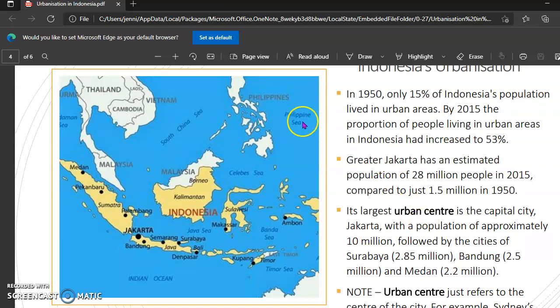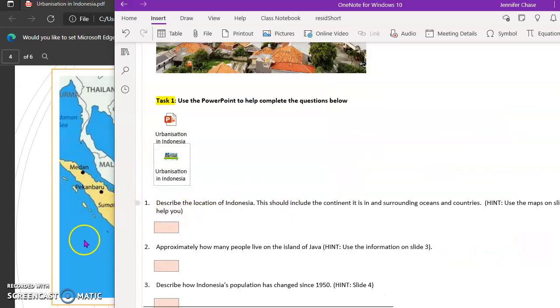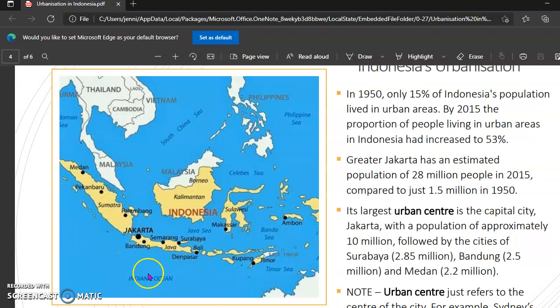So here, guys, again, this is a map that hones in a little bit more on Indonesia. On this map, it's in the yellow. So again, you could add more details to number 1, describing the location. You could say that it is surrounded by ocean, such as the Indian Ocean and the Java Sea. That would be really good to do. If you wanted, you could add in the fact that it's just south of Malaysia and Thailand, something like that. Okay, guys, just so you have a written description of where this place is.